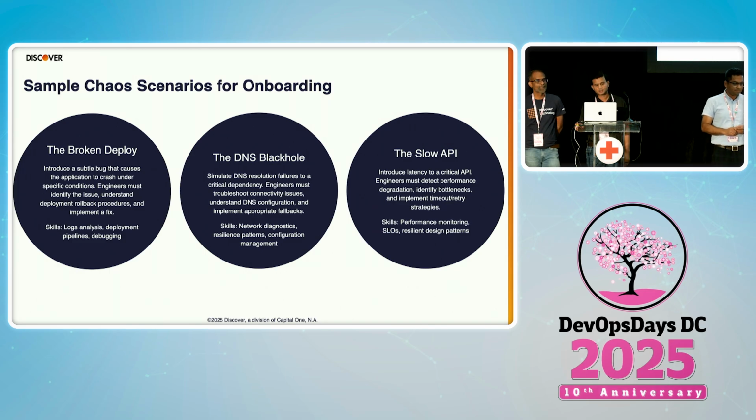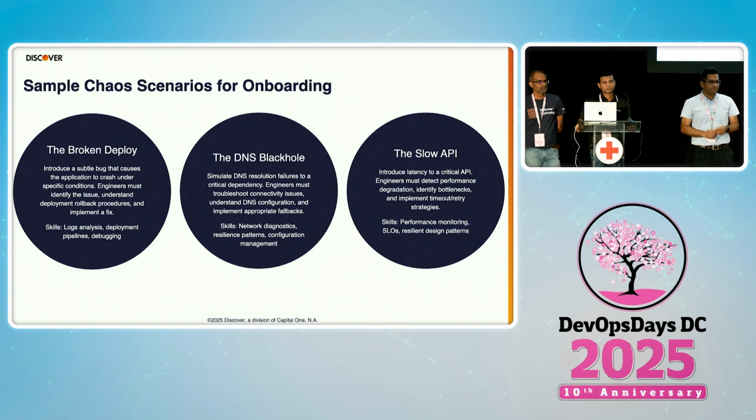Again, the skills that you need here are network diagnostics, resilience patterns, and configuration management. Then I'm sure everyone would understand what a slow API is. Basically, you manually introduce latency to a critical API. Then engineers must detect performance degradation, identify bottlenecks, and implement timeout or retry strategies.